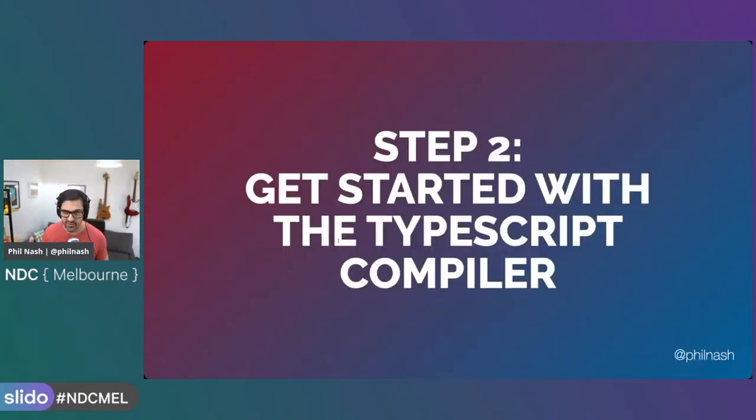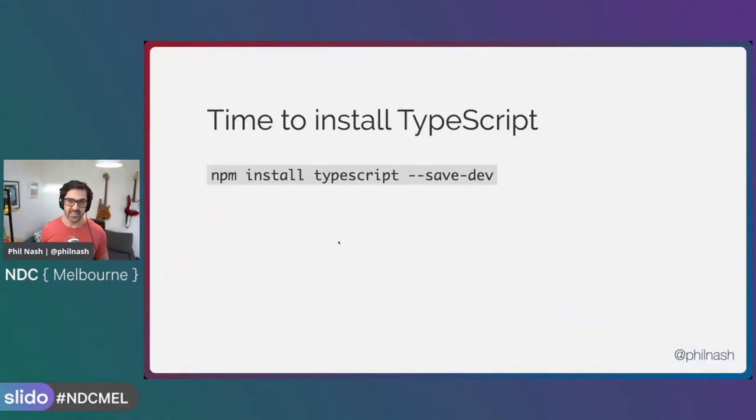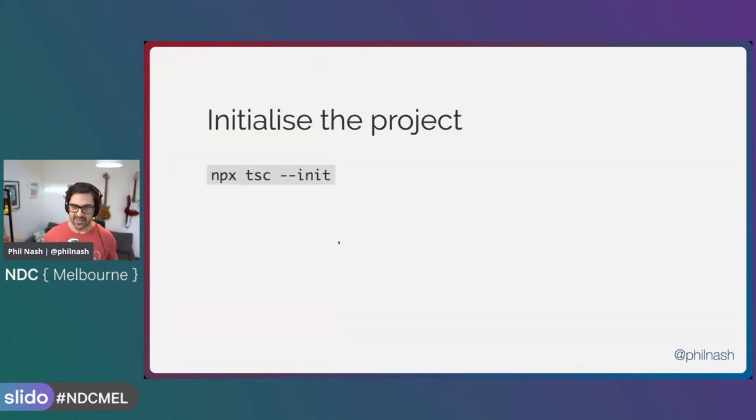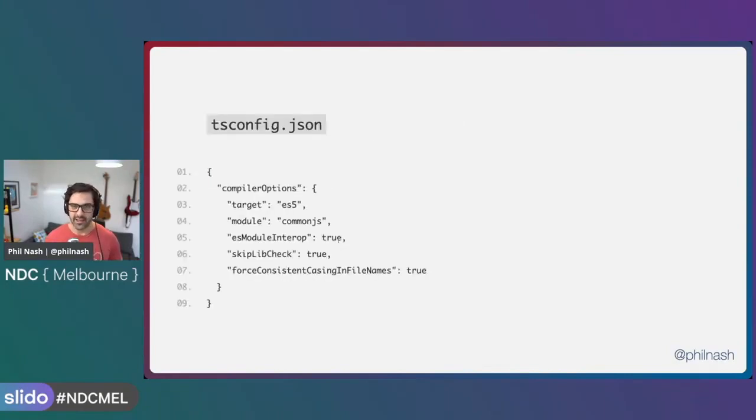So let's move on. Step 2 is actually to get the TypeScript compiler involved slightly. This is time to actually install TypeScript to your project, installing TypeScript using npm into your dev dependencies, and then initialize it with npx tsc init. This is going to create you a tsconfig.json file that looks a bit like this.